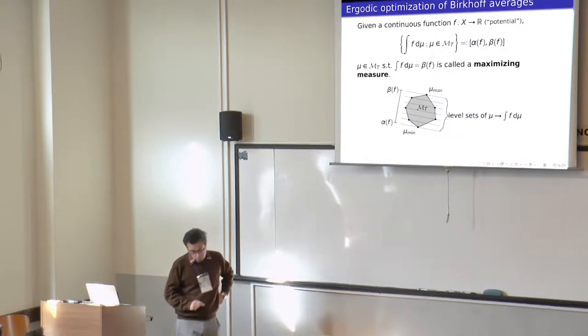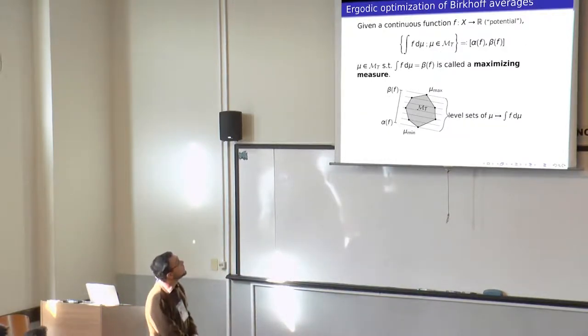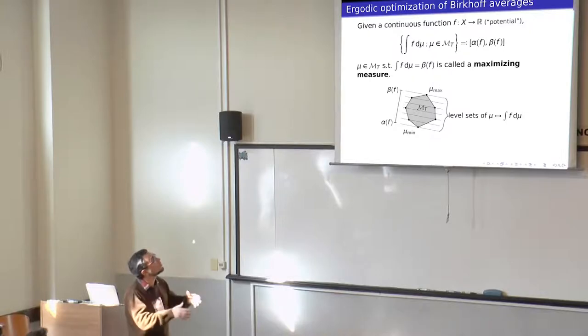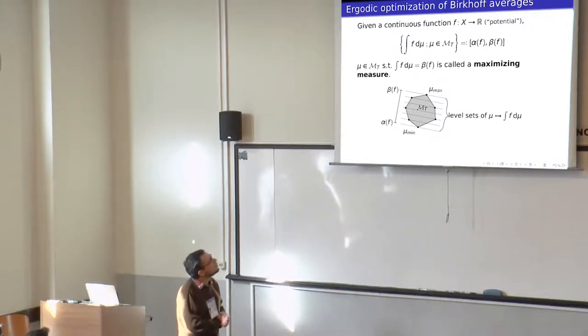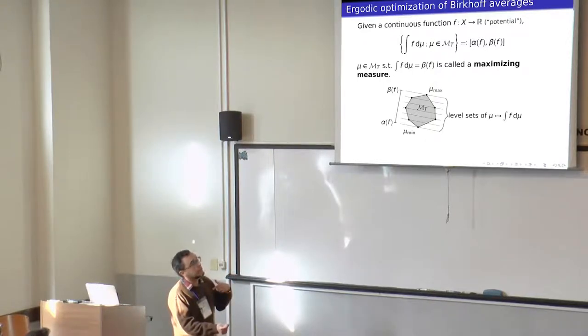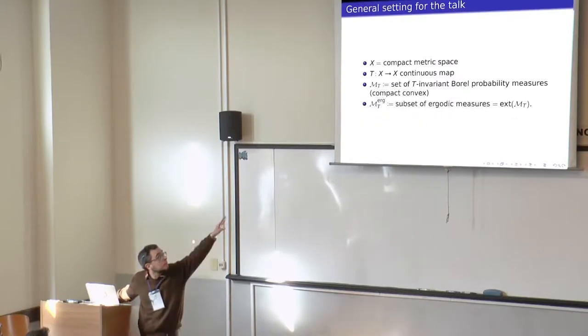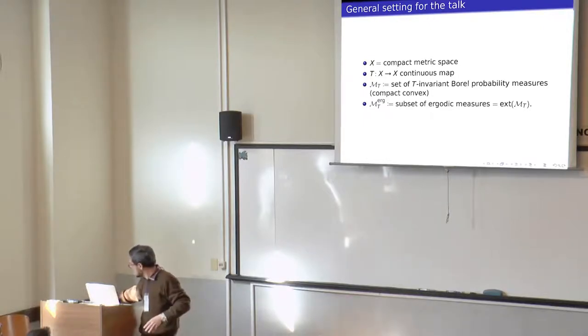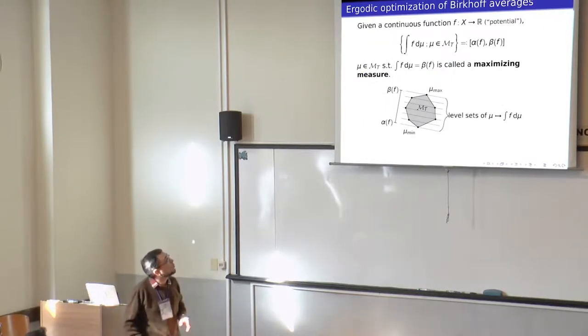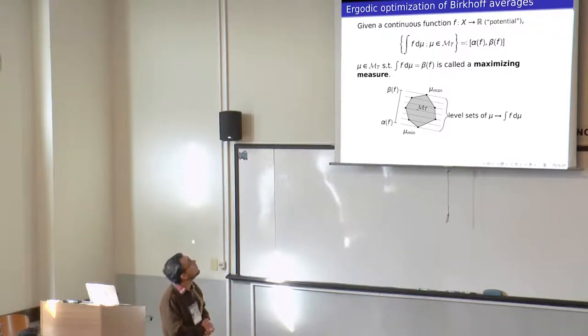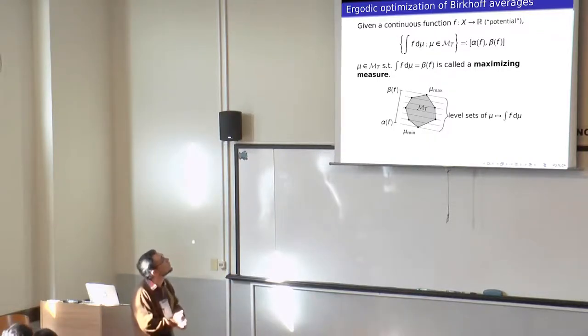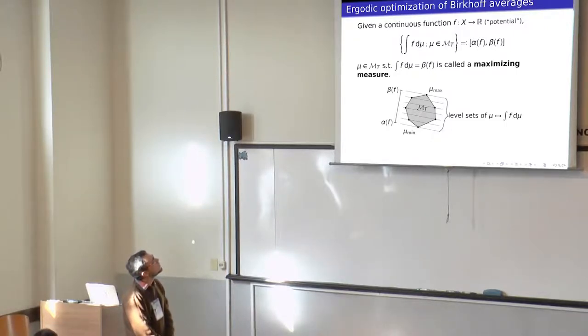So what's the problem here? You are given a function, usually called a potential, or maybe a performance function. And then you look at the integrals of this function. You integrate this function against invariant measures. Let's think of this dynamics T as fixed, so what I say in the beginning works for any continuous map on a compact space. So you look at all the possible values.